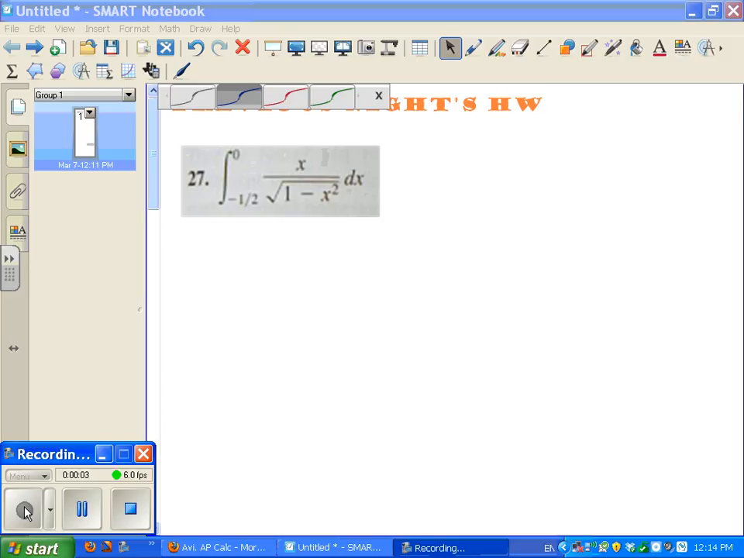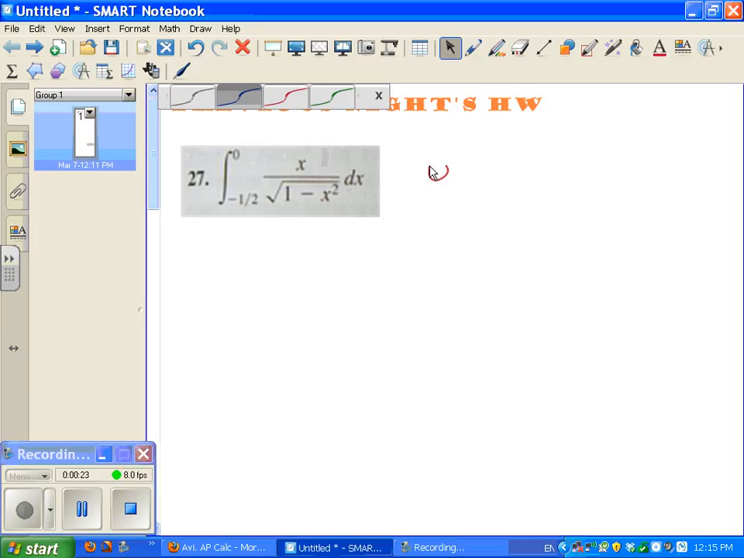Okay, Eddie asked for two problems. That was the only email I got last night, so I've got two problems to go over. Number 27, and this one's a little bit weird because it really does look like it's going to use one of those formulas, but then it ends up not using one of those formulas. So it's all about the U substitution for this one, so it's a little bit tricky.